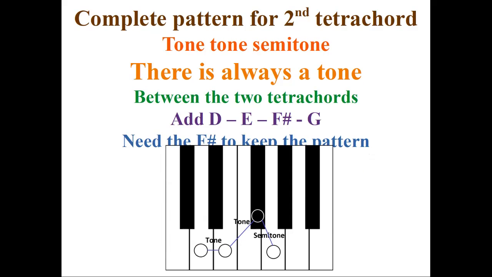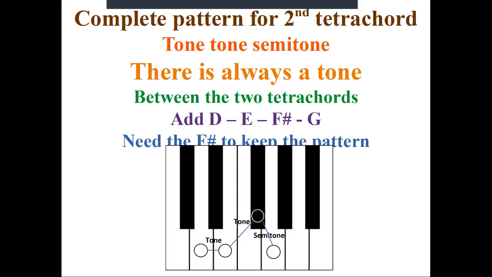The complete pattern for the second tetrachord, but looking at the piano keyboard: tone, tone, semitone. Remember that, it's very important. And remember, there's always a tone between the two tetrachords. So we've added the D, the E, the F sharp, and the G. We need the F sharp to keep the pattern.